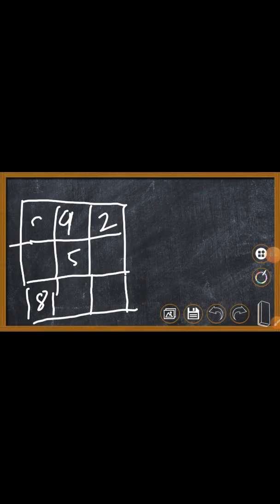Okay guys, listen to the concept of magic squares. Magic squares are squares where, if you add top to bottom, or side to side, or diagonally, corner to corner, you get the same number. So this is the concept of magic squares, that whether you add from top to bottom, side to side, or corner to corner, you get the same number.